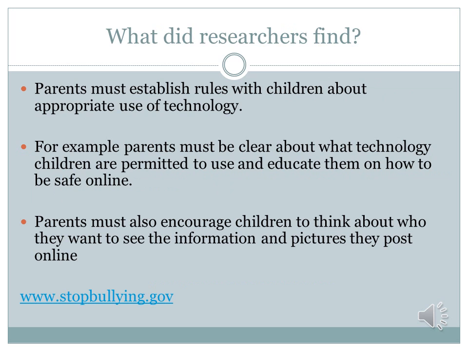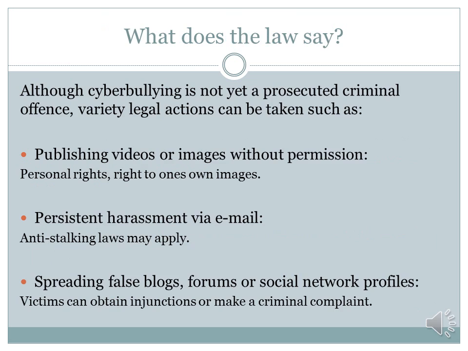So having said that, we're going to have a look at what researchers have found. What they found is parents must establish rules with children about appropriate use of technology. For example, parents must be clear about what technology children are permitted to use and educate them on how to be safe online. Parents must also encourage children to think about who they want to see the information and pictures they post online. So as you can see, that link below, which is www.stopbullying.gov, is a very useful link which looks at how to stop cyberbullying. So I would expect all of you students to visit that link.